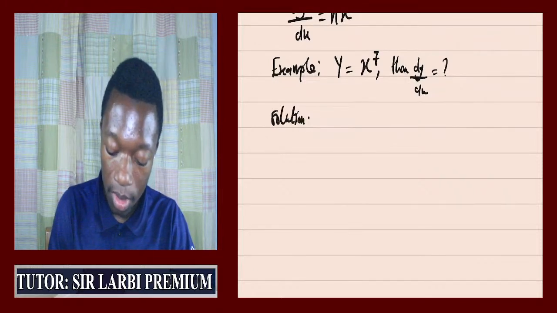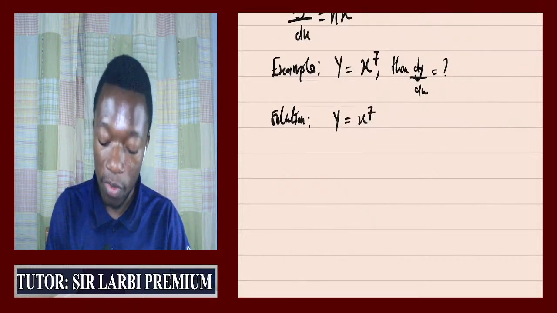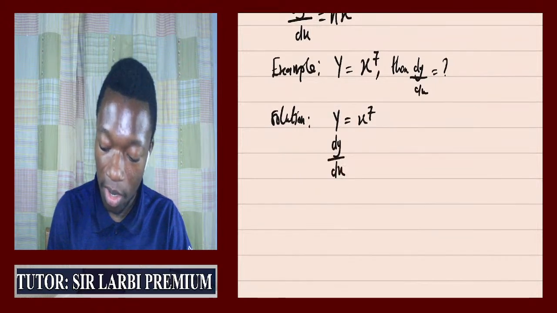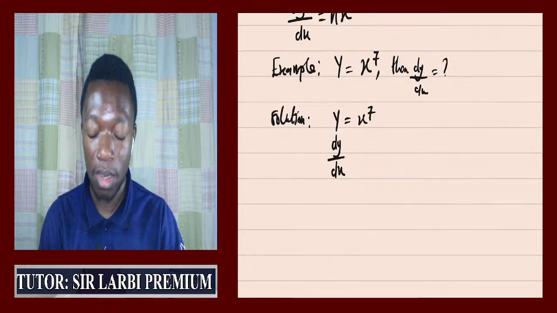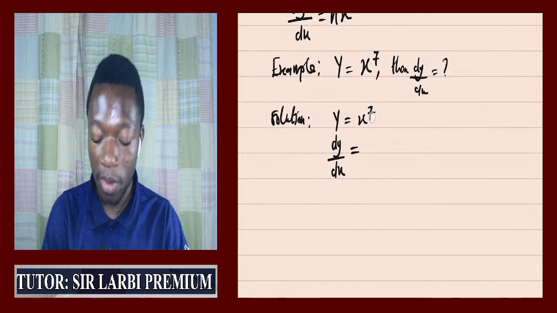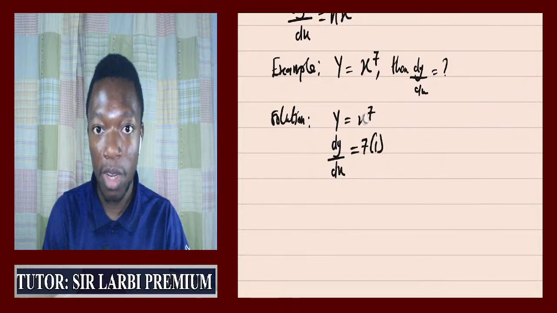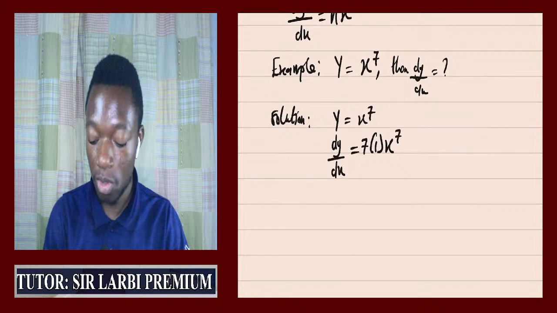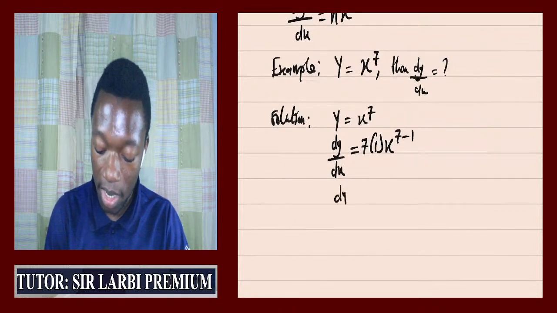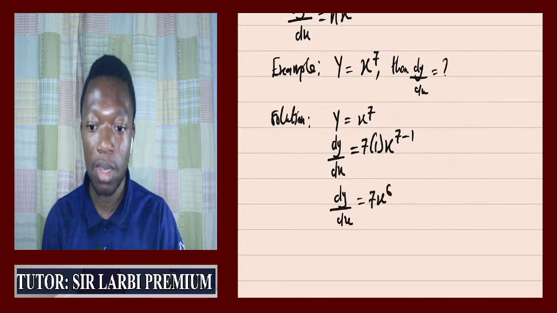So y is equal to x to the power 7. Differentiate y, differentiate x. Now we come to the power: the 7 will come and multiply the coefficient of x, which is 1. So we have 7 multiplying 1, and repeat the independent variable x and then the power, so it becomes x to the power 7. The last thing we do is subtract 1 from the 7. Therefore dy over dx is going to give us 7x to the power 6 at the end of the day.